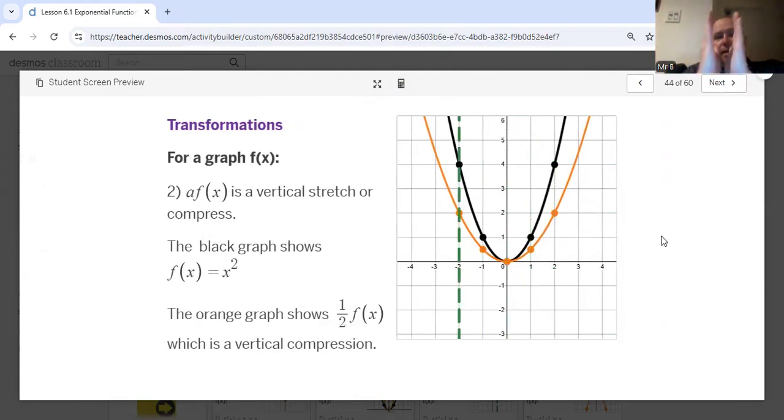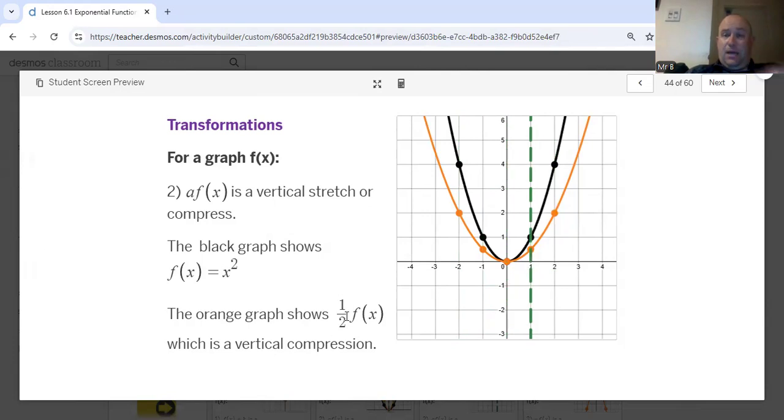So it kind of looks like it's gone outwards, but what really happened is it's been squashed down, which forces it outwards. So on this one here, notice the black dot is at 4, the orange dot is at 2. That's half the value. The black dot is at 1, the orange dot is at 1/2. Once again, half the value. And for that reason, we'd say that this is a vertical compression. So bigger than 1, we're going to say stretch. Between 0 and 1, we're going to say compression. And for this one, vertical compression.